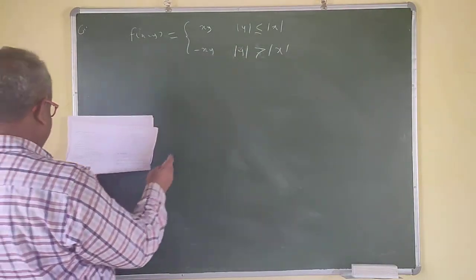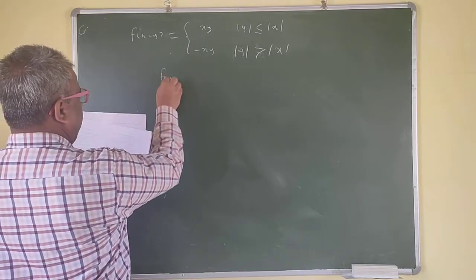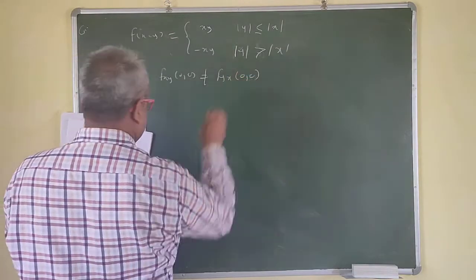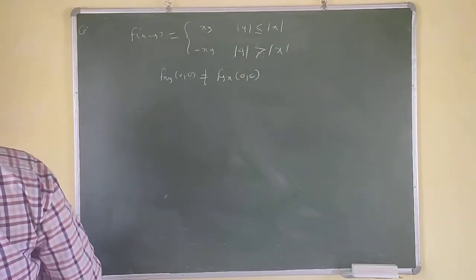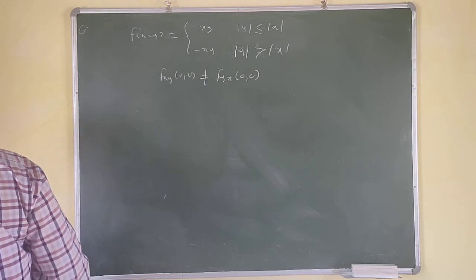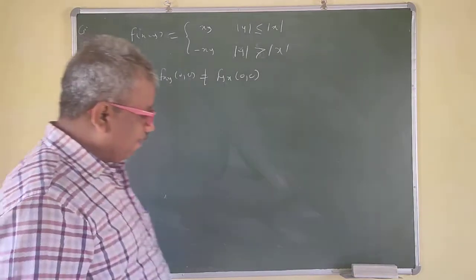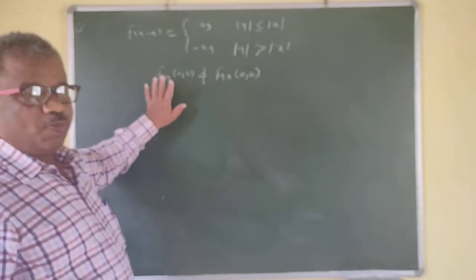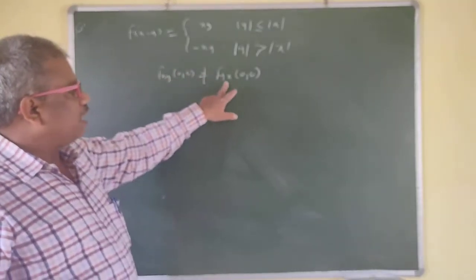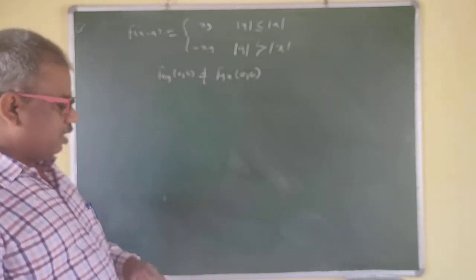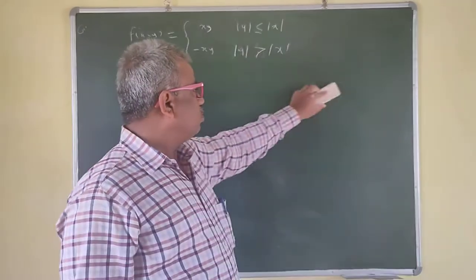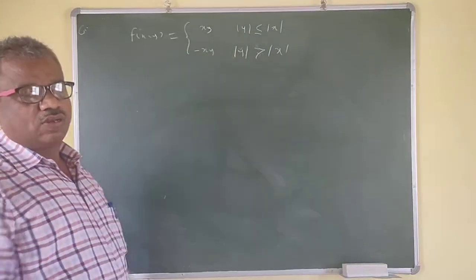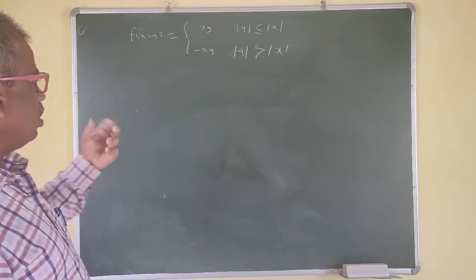Show that fxy(0, 0) is not equal to fyx(0, 0). So what we have to do is prove that they are not equal. That means we'll find the values of fxy(0, 0) and fyx(0, 0), and then we will judge whether they are equal or not. So a question may be like this: prove or disprove. That means whether they are equal or not, we have to confirm this.